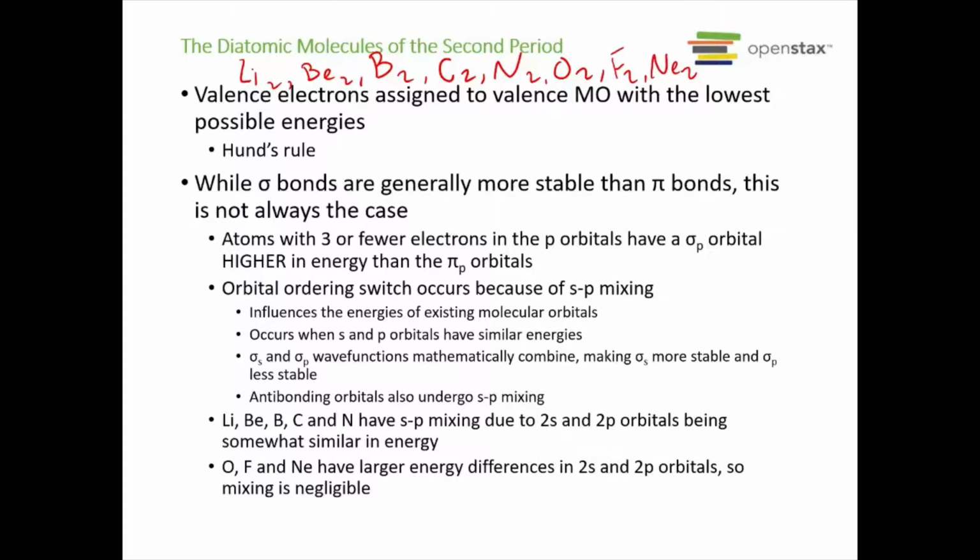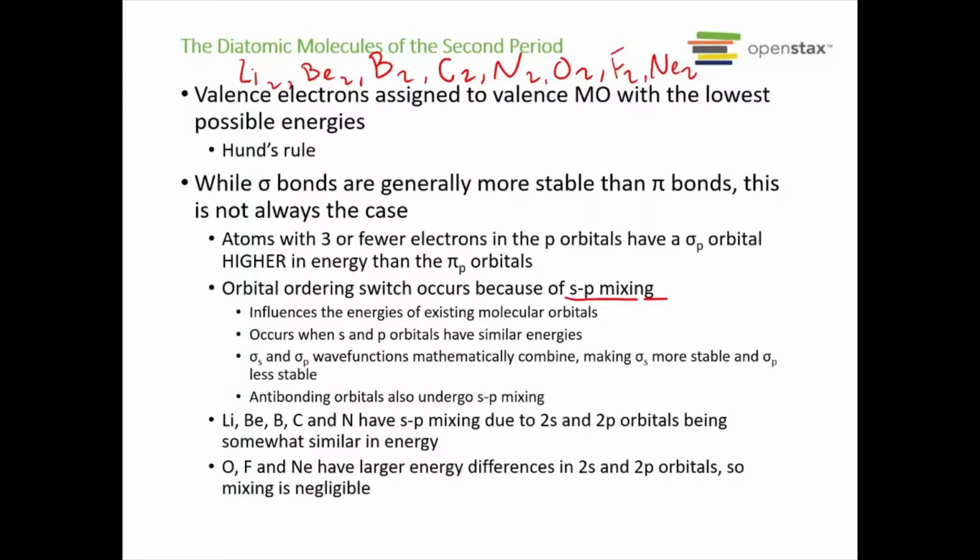So valence electrons are assigned to valence molecular orbitals with the lowest possible energies, just straight up Hund's rule, like we've done. While sigma bonds are generally more stable than pi bonds, it's actually not always the case, and this comes into play in the second period atoms, and we'll look at what this looks like in the next slide. The atoms that have 3 or fewer electrons in the p orbitals have a sigma p orbital that's actually higher in energy than the pi p molecular orbitals. So this causes an orbital ordering switch, and this is due to sp mixing.